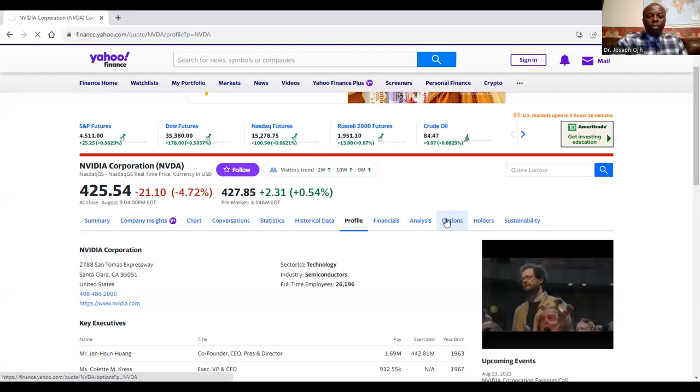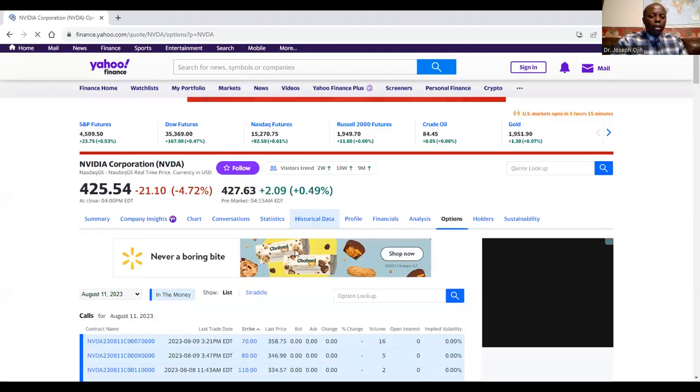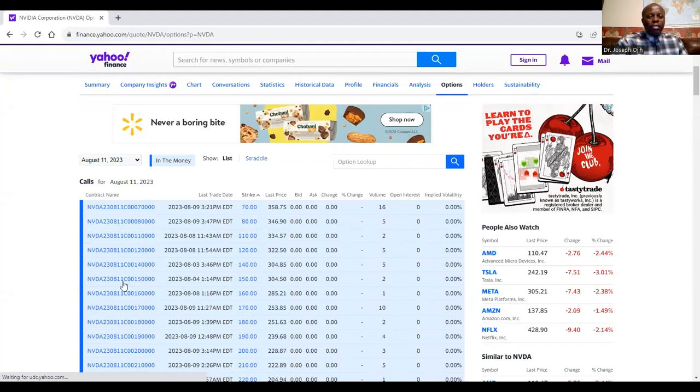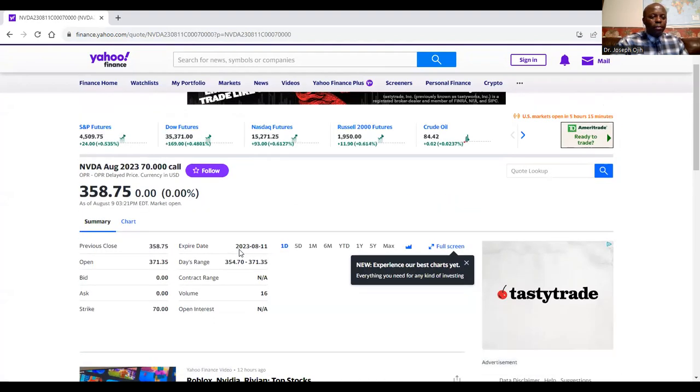If you open this up, you can see we have different call options, different contracts. Let's look at the first one, which is the contract. I'm going to click on it, and it will open up. My computer is slow today.